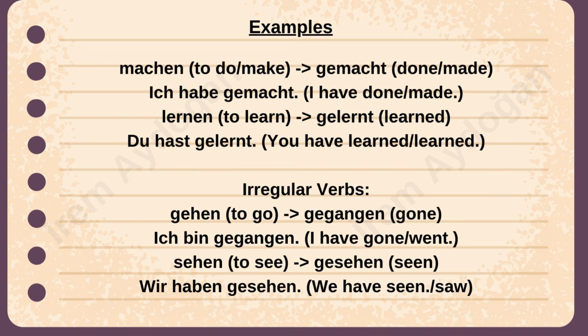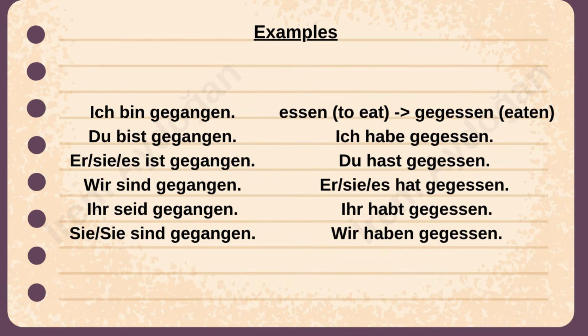I have gone or I went. Sehen, it means see. Gesehen, seen or saw. Wir haben gesehen, we have seen or we saw. Ich bin gegangen, du bist gegangen, es ist gegangen, wir sind gegangen, ihr seid gegangen, sie sind gegangen.